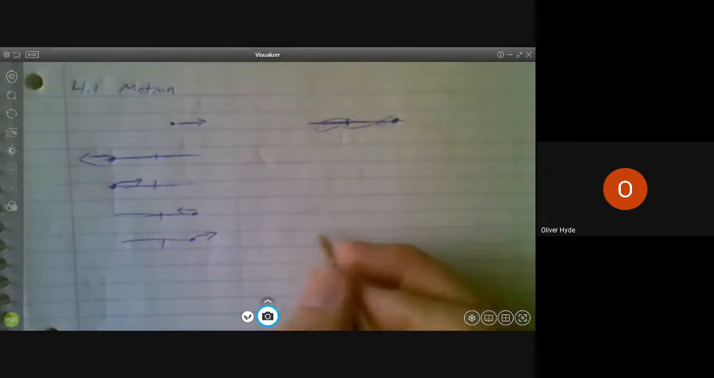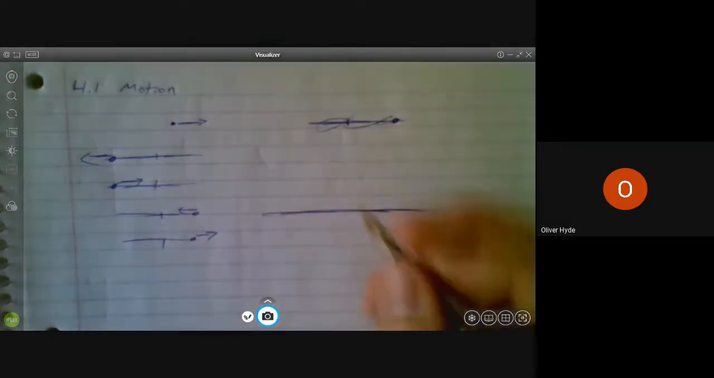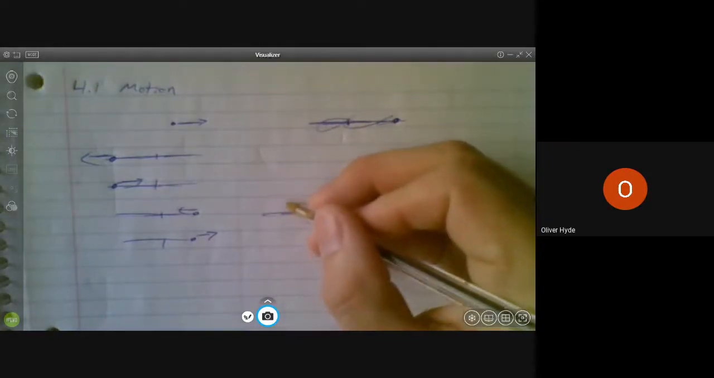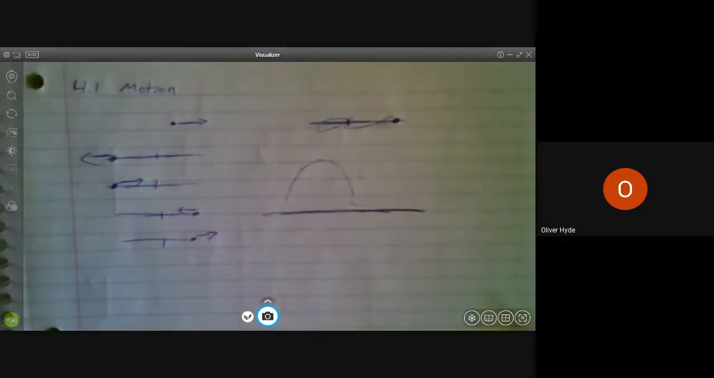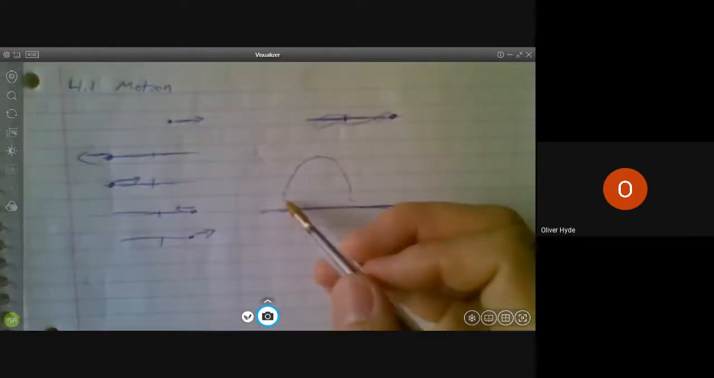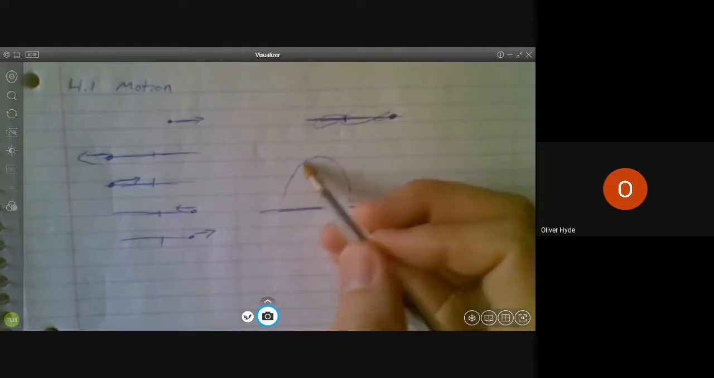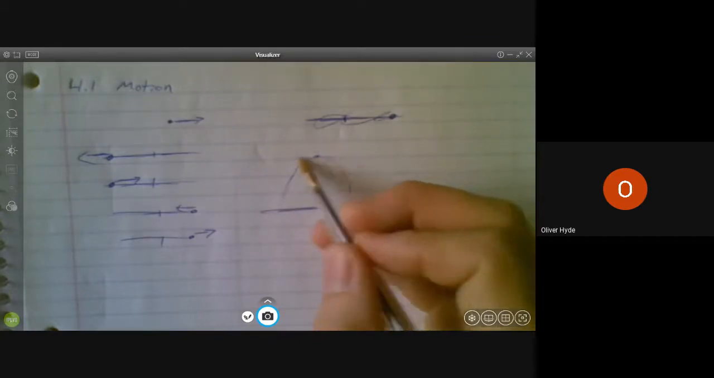So here's the surface of the Earth, and here's a ball that's thrown in the air. The entire time during this pathway, its acceleration is negative. That does not mean that the object is slowing down. After release, the object is slowing down, and then when it gets to its apex here, the object is stationary.